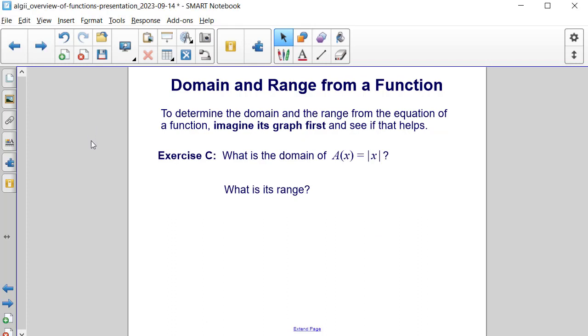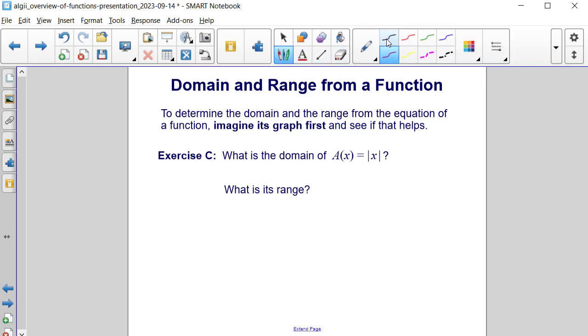Here's another example or exercise that we are going to complete. It asks, what is the domain of our function capital A of x, which is equal to the absolute value of x, and what is its range? Well, if we think about and draw our absolute value function, let's start off there. We know that the absolute value function starts off at the origin, and as x increases, our y increases just like a line, because the absolute value of 1 is 1, absolute value of 2 is 2, absolute value of 3 is 3, and so on.